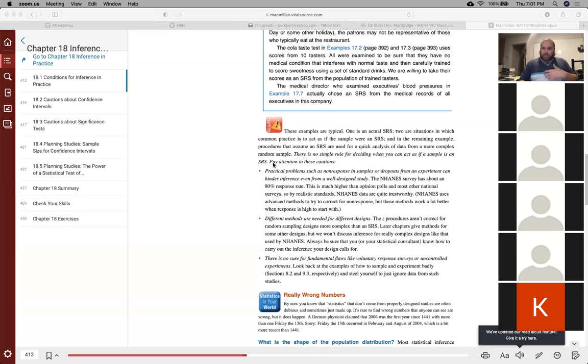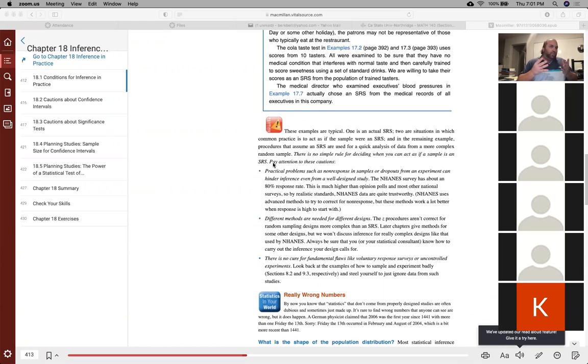Are any 5 people as likely to be picked as any other 5 people in that scenario? Yes. They didn't say it was a simple random sample, but it is a simple random sample because it satisfies the condition of being a simple random sample. That's what it comes down to. If it satisfies the condition, it's an SRS. If it does not, it's not.